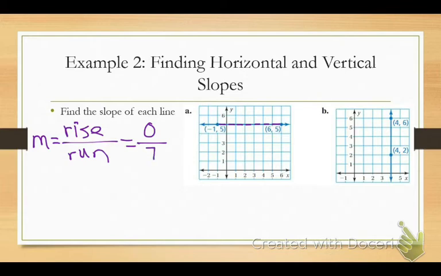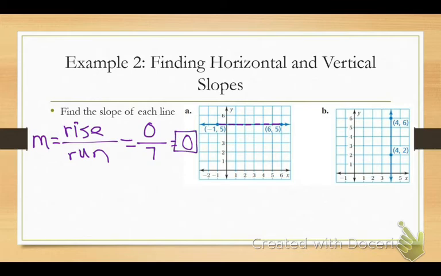Now, this is not my final answer. When 0 is a part of my slope, my answer will either be 0 or it will be undefined, depending on where the 0 is. So look back in your terms. When 0 is in the numerator, what is my slope? 0. When 0 is in the numerator, my slope is 0.